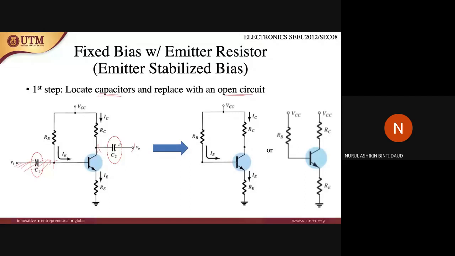When you remove this, the circuit will be like this, or you can also draw it like this. So VCC to RB, VCC to RC. This is the base part, this is the collector part, and this is the emitter part. Either one is okay. This is the current IB at the base, this is the current IC at the collector, and this is the current IE at the emitter. I think this is the same as before.